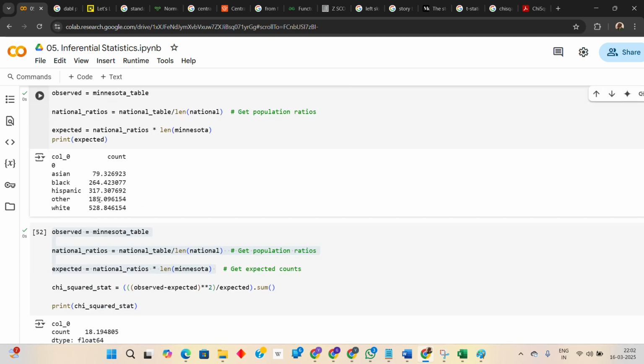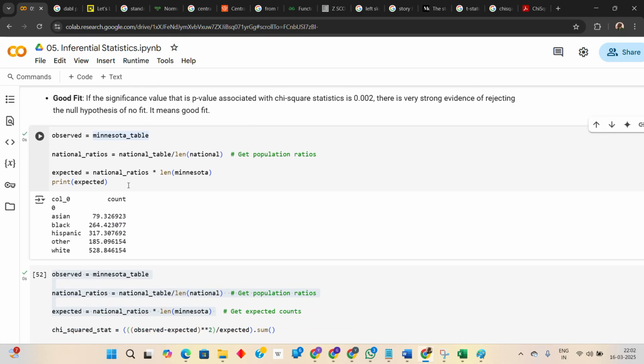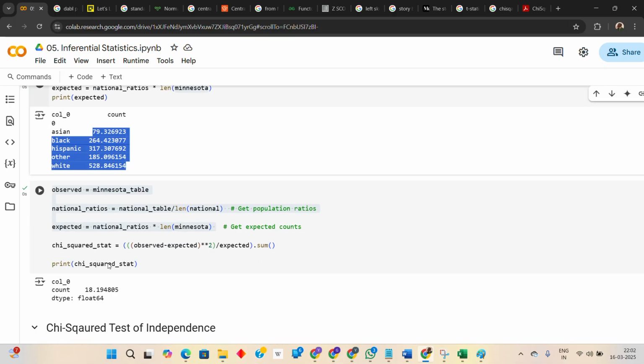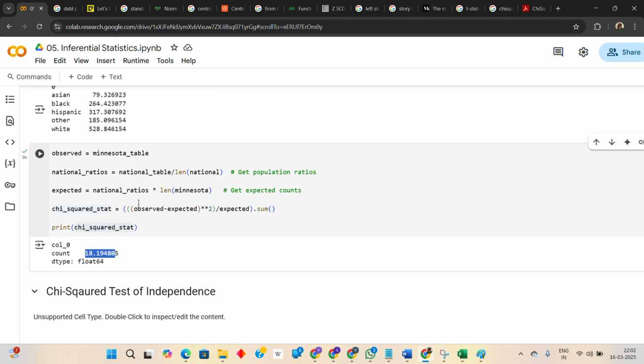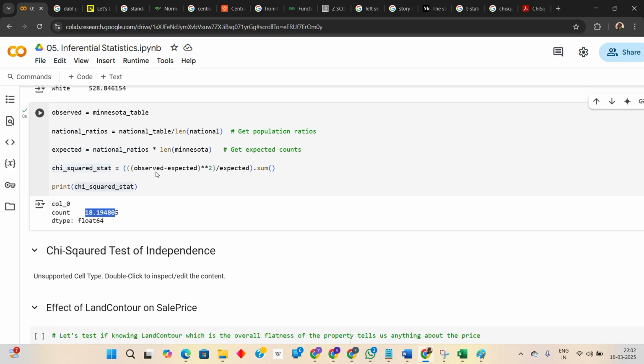Okay, so these are the expected results, and we are getting a chi-square of it. These are the overall values. Here we can see expected results are national ratios times the length of Minnesota. These are the values. If we calculate the chi-square test of it, then we are getting 18. Oh, why did I miss that conclusion statement?